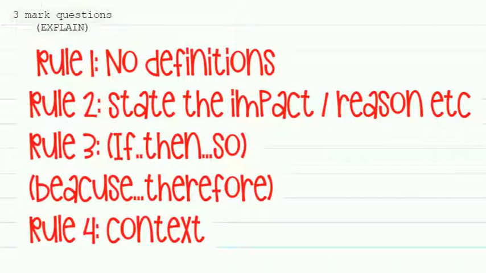And finally, context. Make sure you're using the context of the question, whether it's the German government, whether it's a product that's a free rider product, such as a street light. Make sure you use that context. We'll have a look at a couple of examples now.